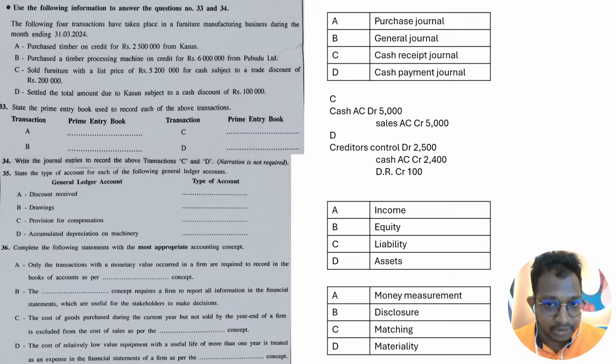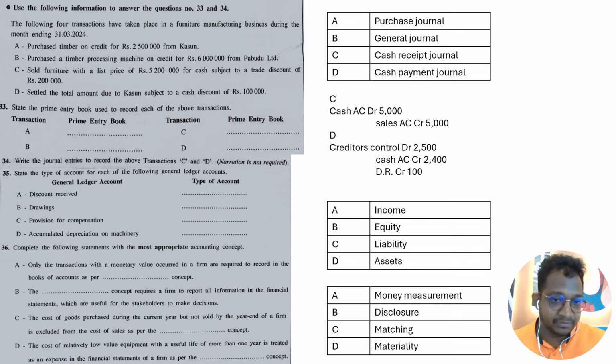So the double entry for that, for C, cash debit, yeah, cash debit 5 million and sales credit 5 million. And then you are settling back to the customer 2,500 with a discount receipt of 100. So creditors control total you should debit, and cash credit 2,400 and discount received also you should credit by 100.